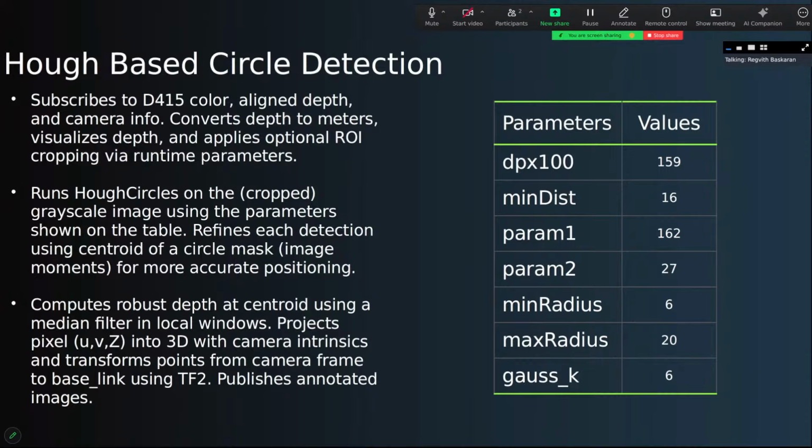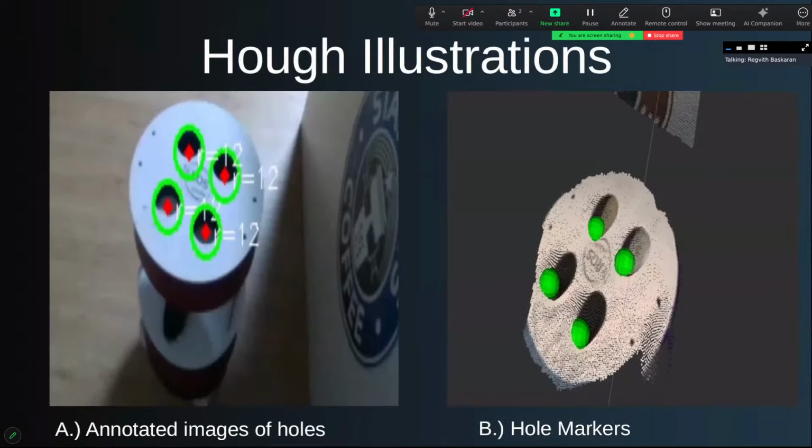that was used for finding the point cloud positions. It's again transformed from the base link using the TF2 tools, and it publishes annotated images as well as the markers. So these are the annotated images, and these are the whole markers. And next one is the sensor fusion.